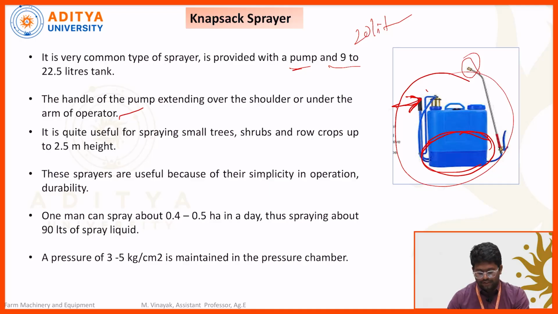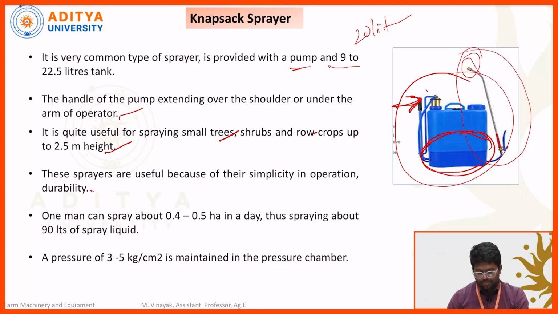It is quite useful for spraying small trees, shrubs and row crops up to 2.5 centimeter height. The sprayers are useful because of their simplicity of operation and durability. Most small scale farmers go for this type of sprayer. Why? Because there is nothing technical in this knapsack sprayer. We simply need to oscillate the handle continuously, so that liquid is suctioned as well as delivered into this line. That's why most small scale farmers go for this type of sprayer.